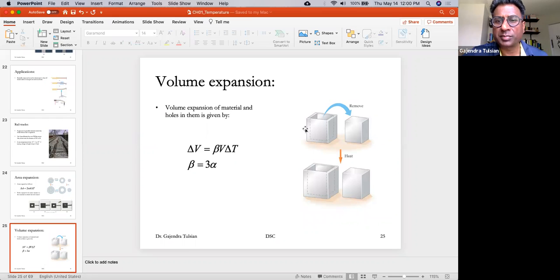Here's the volume expansion coefficient. Just like the area expansion coefficient, the gap expands just like it's made out of the solid. So the volume expansion is beta times the volume of the material times the rise in temperature. And beta, the volume expansion coefficient, is 3 times alpha, the linear expansion coefficient.